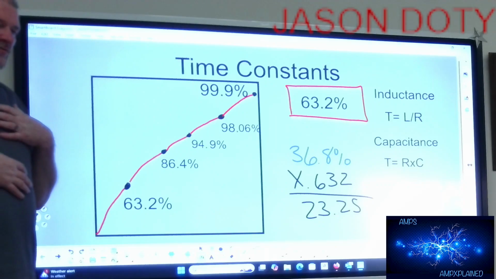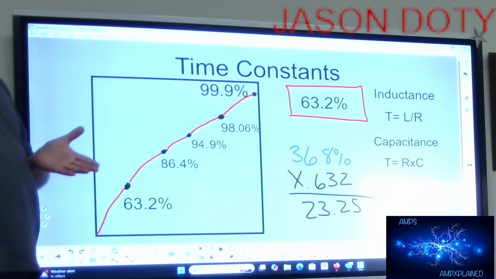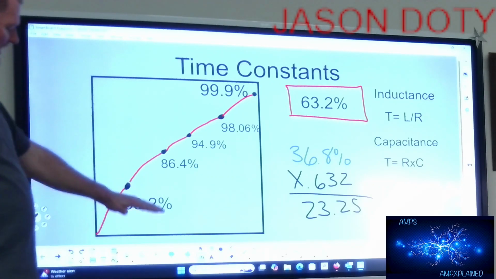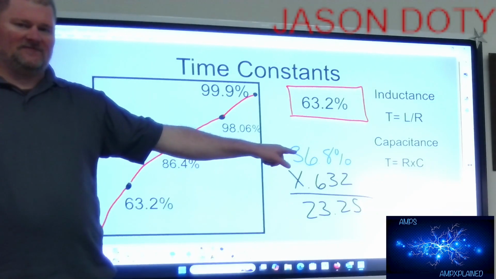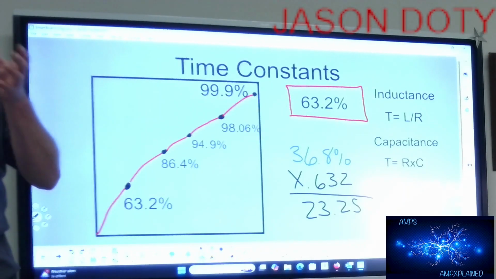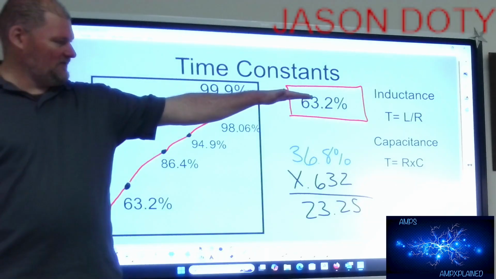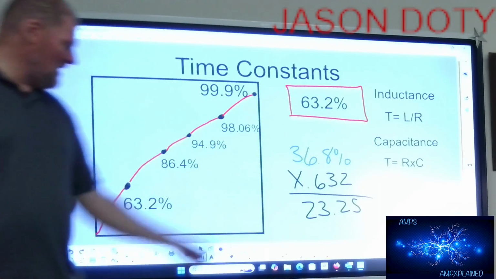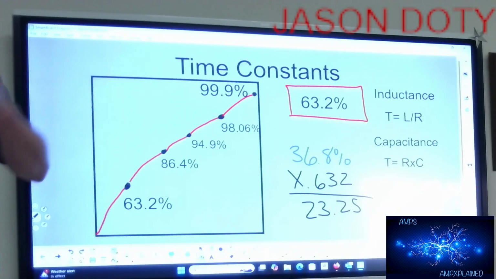Then we can figure out what percentage we'll be at after the next time constant. Because we'll take what's left after 63.2% to get to 100. It's 36.8%. I've got 36.8% left. And what I'm going to do is take 63.2% of this 36.8% to figure out where I'll be after 2 time constants. How much closer am I to 100?